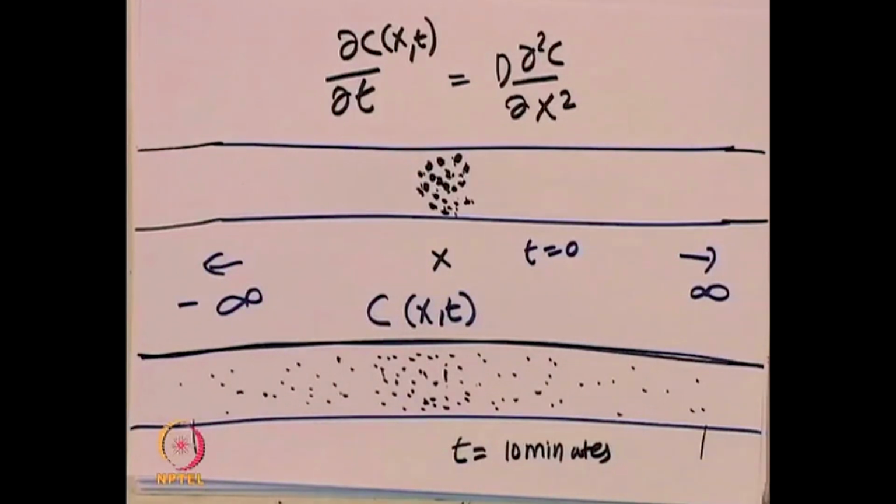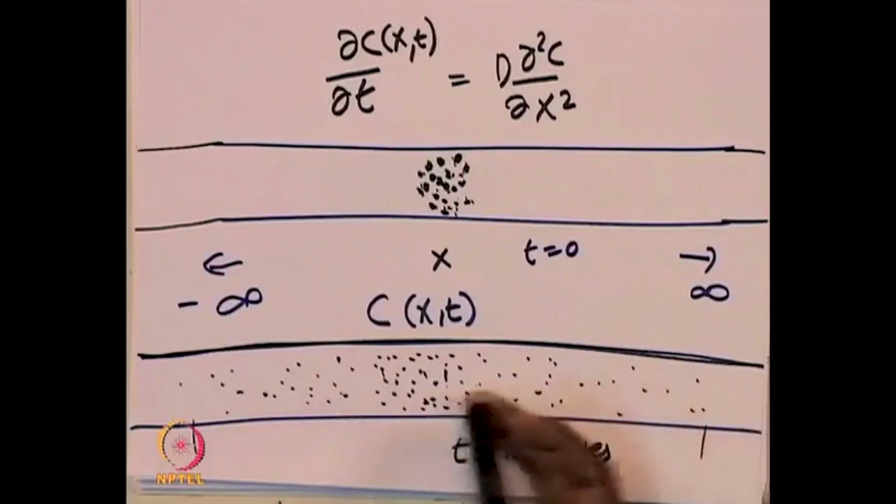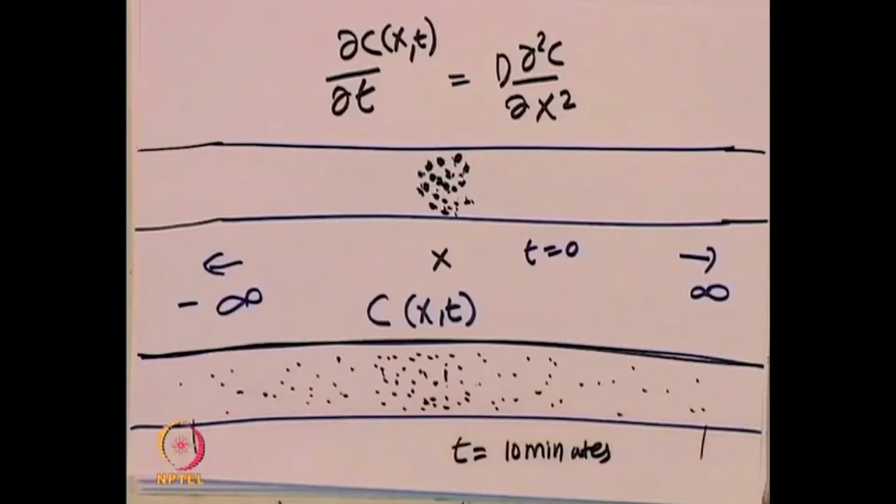So the solution of this equation tells you the concentration at any point at any time. Now, knowing C of x comma t, we can ask another question, which may be of interest to us. Let us say we put a drop of molecules, some ink or some protein, let us say actin or any other protein that you like.